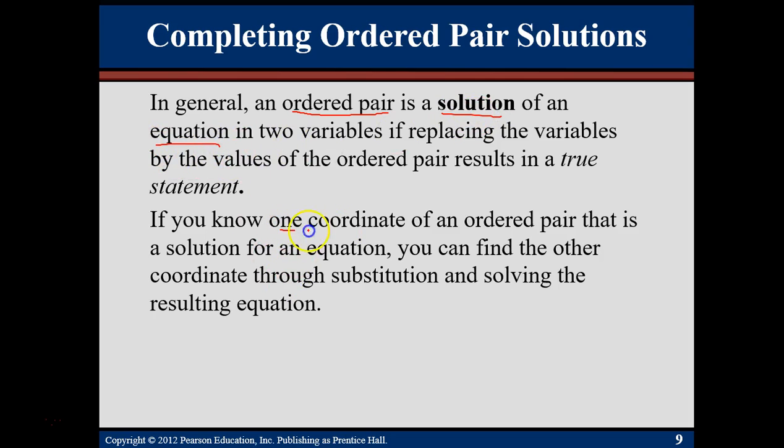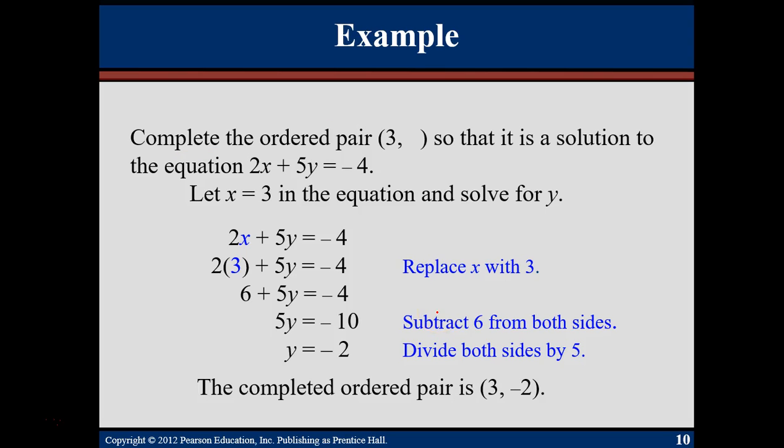Sometimes they give you the x-coordinate, and then you have to find the y-coordinate. Sometimes you're given the y-coordinate, and you have to find the x-coordinate. If they give you one, you can find the other just using substitution and solving the rest of the equation. So if I want to find the rest of this pair when x equals 3, what's the y part of the coordinate? And I'm given the equation 2x plus 5y is equal to negative 4.